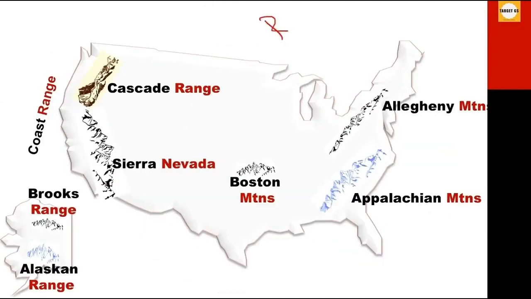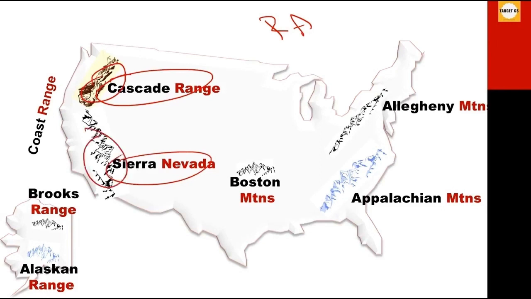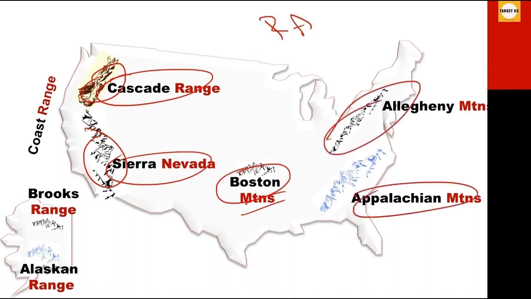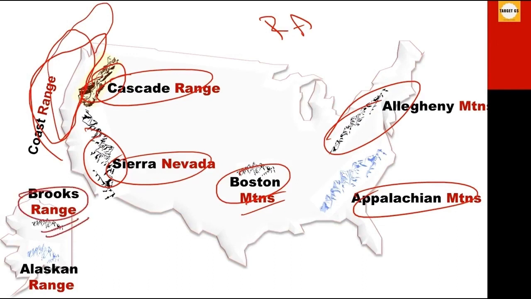So apart from Rockies and Appalachians, we should also know about other mountain ranges that are part of North America and mostly are present in USA. The first one is Cascade Range over here. Then we have Sierra Nevada over here. Then we have Boston Mountains exactly at the center of the USA. Then we have Allegheny Mountains. Okay, this we have already covered, Appalachian Mountains. And on the coastal side we have Coast Range. That's in USA and Canada. And in Alaska, we have two ranges. The first one is Brooks Range, and another one is Alaskan Range.